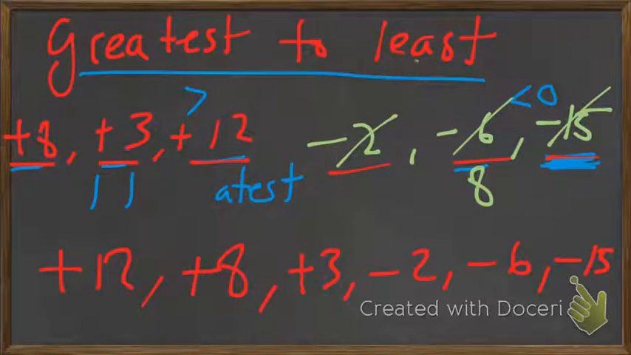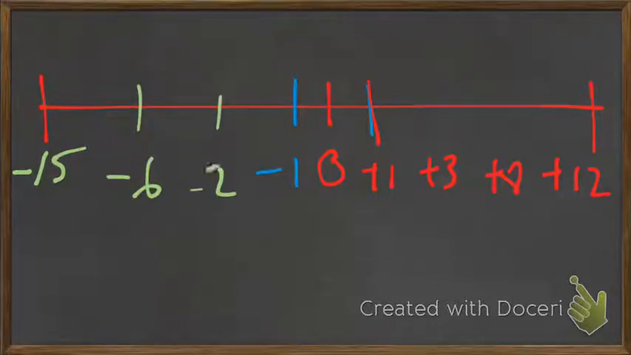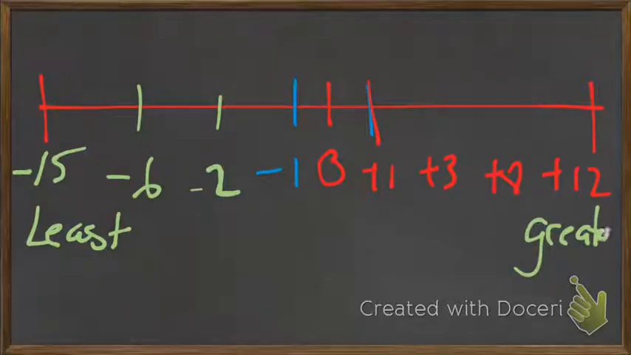Now I'm going to go back to my negatives. I have negative 2, negative 6, excuse me. I don't know where that 8 came from. I'm going to get rid of that. And negative 15. So negative 15 was my least value. Negative 2 should be right here. And negative 6 is right there. So now I can look at them. If I want to order them from least to greatest, I start from here. If I want to order them from greatest to least, greatest is over here.